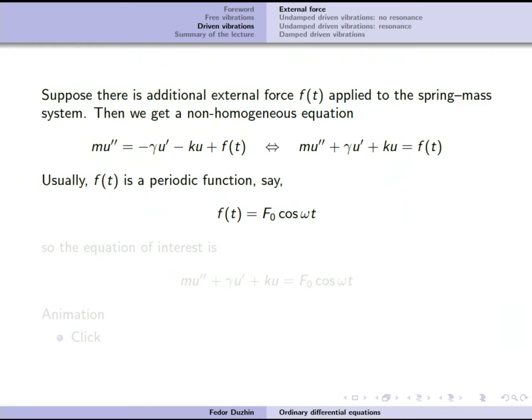Usually it is a periodic function, and we are going to look into the case when this periodic function is f0, some number, times cosine of omega t. So this omega is the frequency of the external force. And here is our equation.